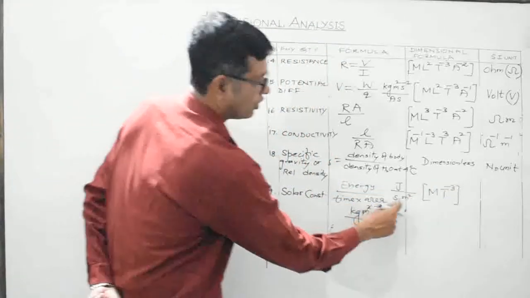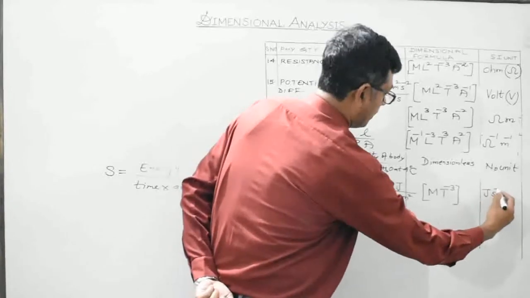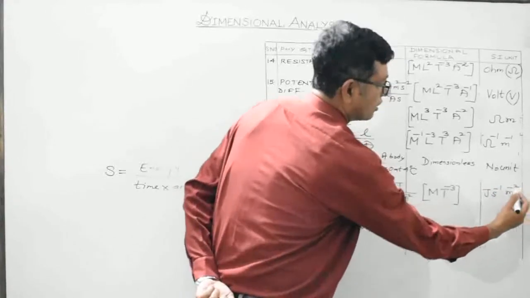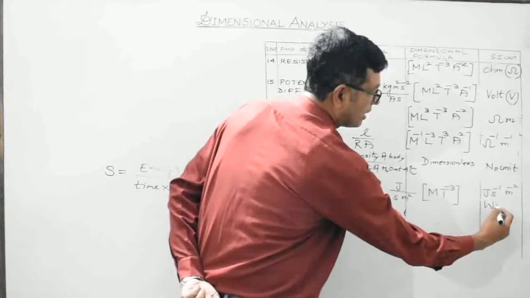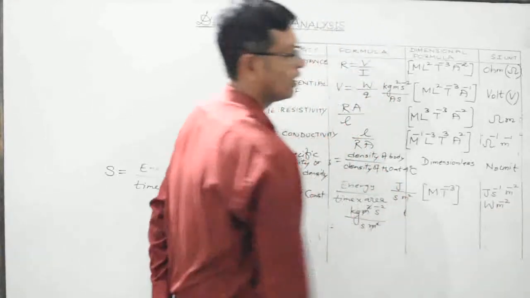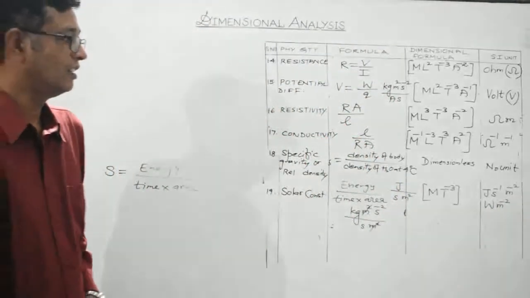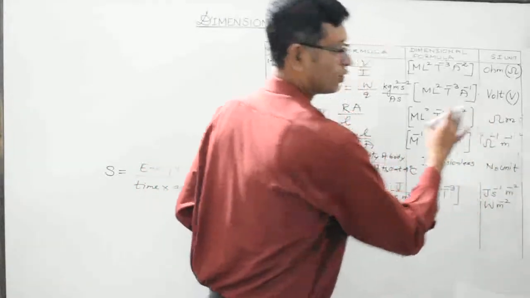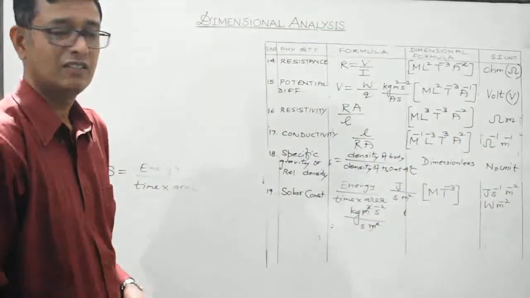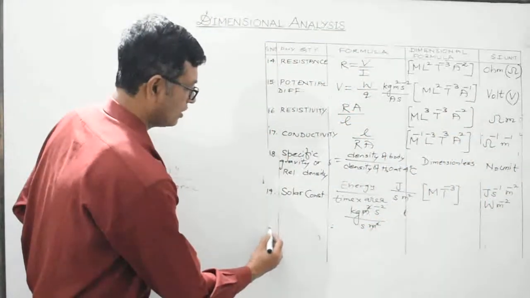And what about its SI unit? It is joule per second per meter square. Joule per second is watt, so it can be written as watt per meter square as well, right? So it is watt per meter square. Clear? There are several other terms as well.